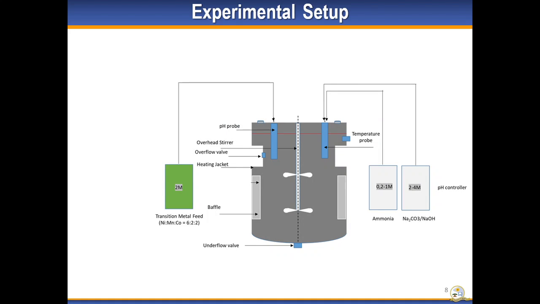If we were to magnify the reactor part of the system, we are pumping in 2 molar concentration of transition metals, 0.2 to 1 molar ammonia, 2 to 4 molar sodium carbonate or sodium hydroxide, depending on the system. We have baffles installed in the system to control the flow pattern of the material. We have an overhead stirrer with 2 rotors. In each case, we control the reagent concentrations, the pH, the temperature, rotational speed, hydrodynamics, as well as the time.